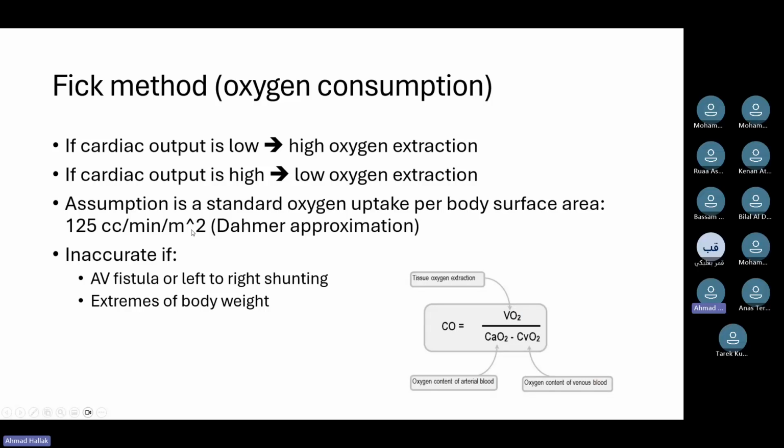So you're making a very big assumption because some people, their body surface area is higher because they have a lot of muscle. Muscle is going to consume oxygen a lot more than fat tissue, adipose tissue. So in the extremes of body weight, you're going to see that the FIC method is not very accurate, but it's still good for trending. So if your cardiac output is low, then the blood has a lot more time to get extracted from the tissue. So you're going to see the SVO2, the oxygen saturation, is low.